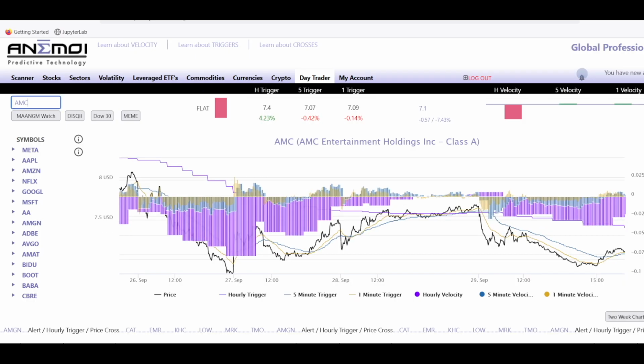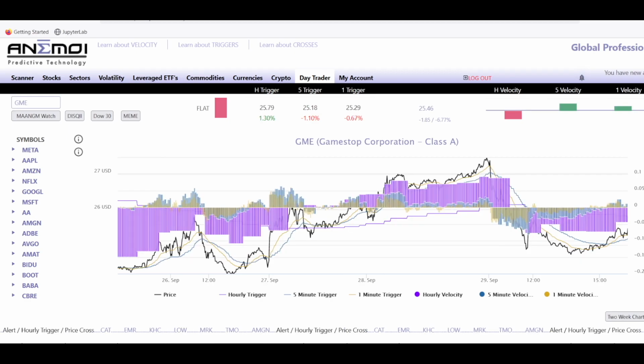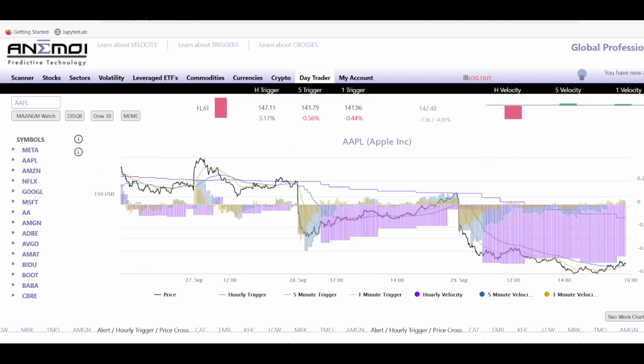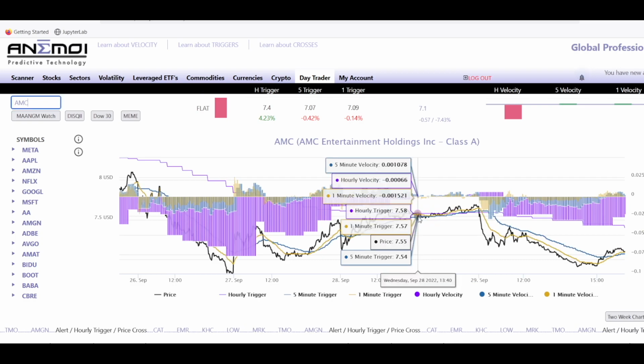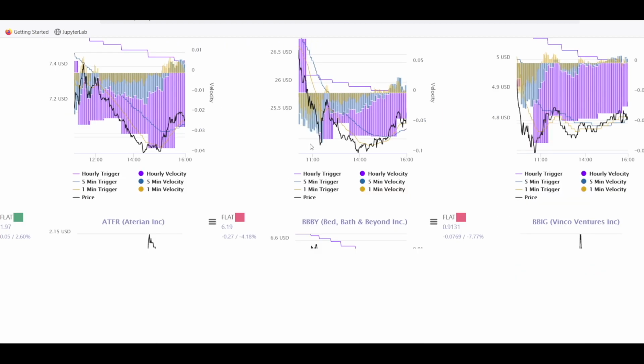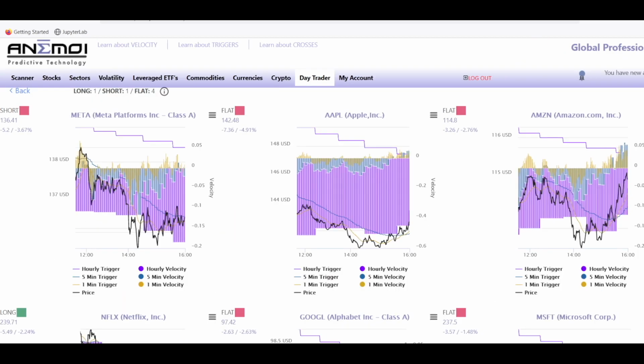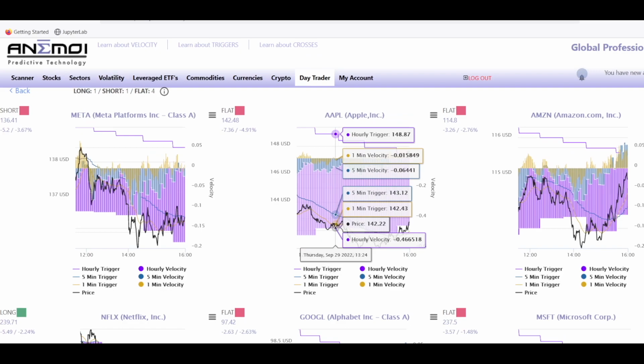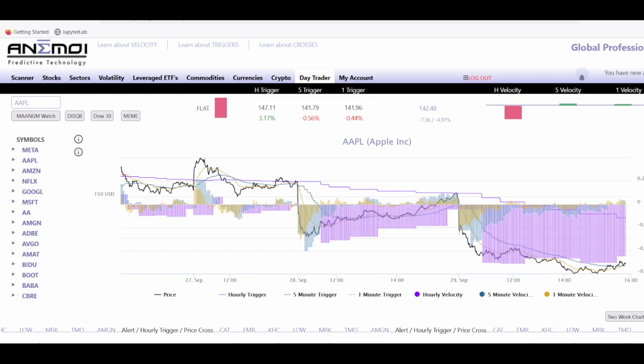All right, perfect. So let's get started. This is going to be a general introduction to Nimoy to start, and then we'll go over the GameStop setup, the AMC play that we tried and failed, and we'll go over the meme page, and we'll also go over the mangum page. So to start, we'll use Apple as an example.